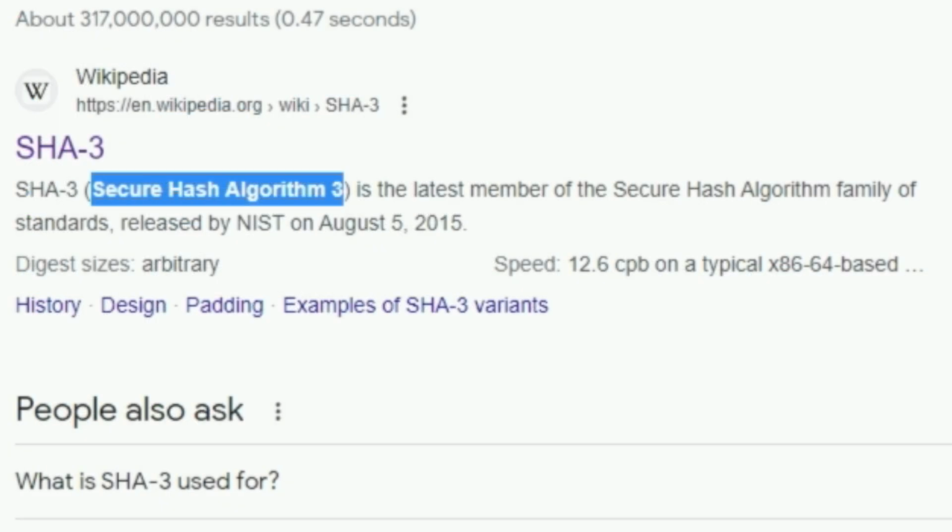For those of you wondering, I did look into what SHA-3 actually is, and it's essentially a secure hashing algorithm, and it's the third iteration of that. A hashing algorithm is essentially part of cryptography and meant to better secure systems and computers.